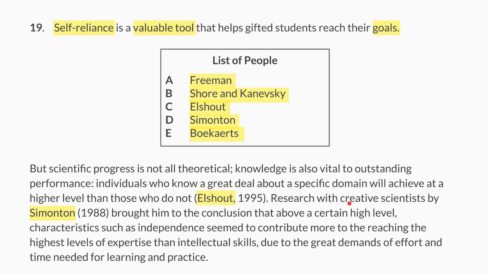Here we go. Research with creative scientists by Symington brought him to the conclusion that above a certain high level, characteristics such as independence, alright, there we go, independence is a synonym for self-reliance. That is synonym language. So independence seemed to contribute more to the reaching of the highest levels of expertise than intellectual skills, due to the great demand of effort and time needed for learning and practice. Okay, so it seems that the answer choice D, Symington, is going to match up with question number 19.